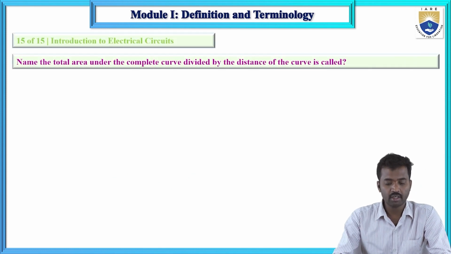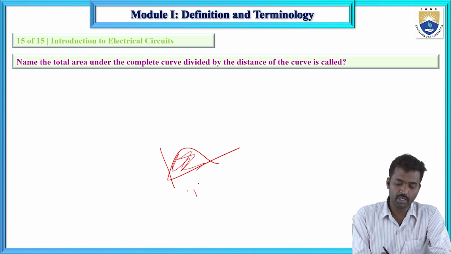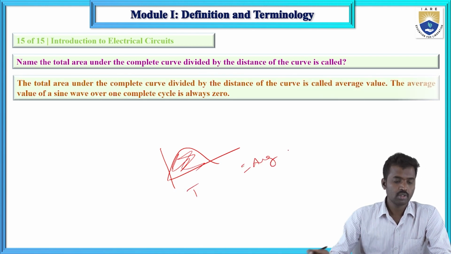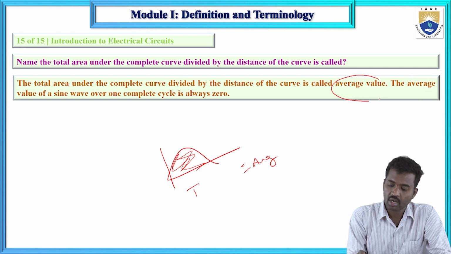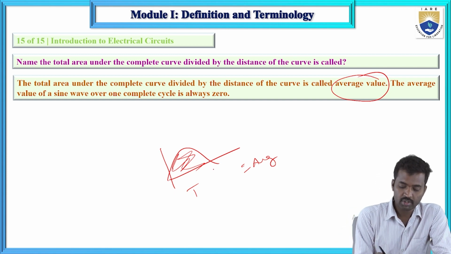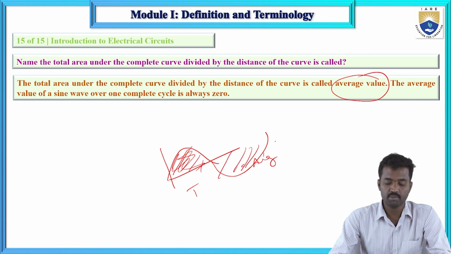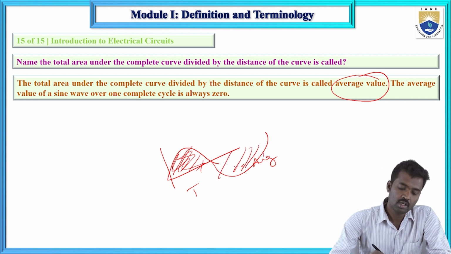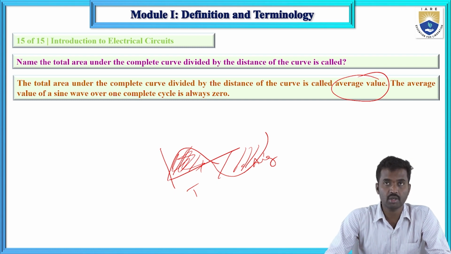Next, name the area under the curve divided by the length of the curve. The area under the complete curve divided by the time period is known as the average value. The average value of a sine wave over one complete cycle is 0, because the positive half cycle and negative half cycle are the same. So it is a symmetrical waveform, and for a symmetrical waveform, the average value is 0.